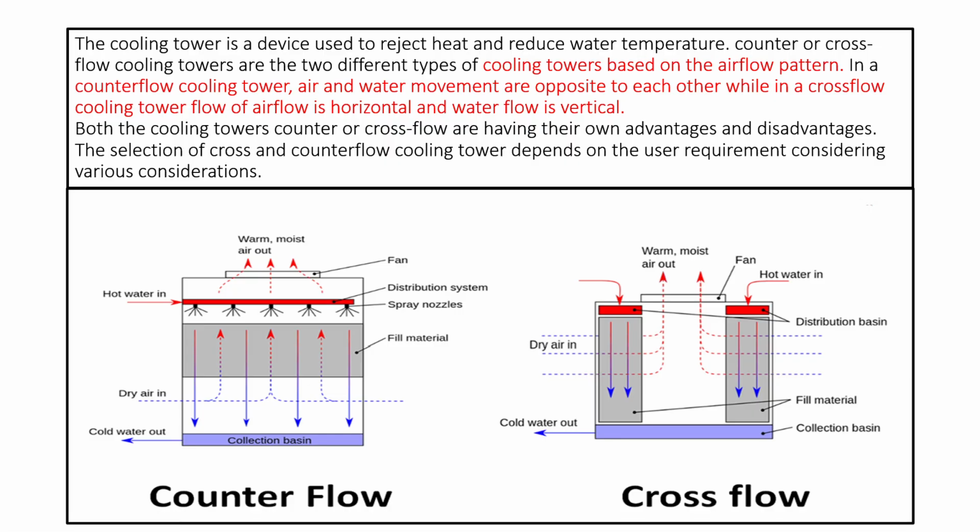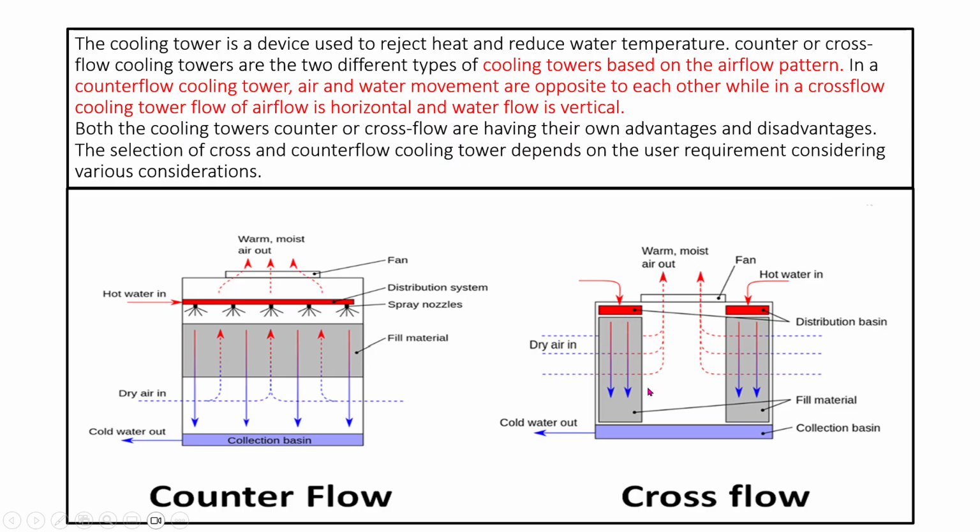Now, mechanical draft towers can be of two types: counter flow or cross flow. In counter flow, water falls from the top downwards and air moves upwards. There is direct contact in the opposite direction, so it is called counter flow.